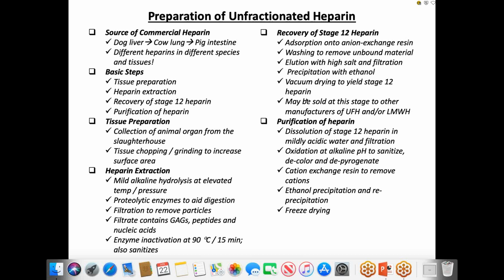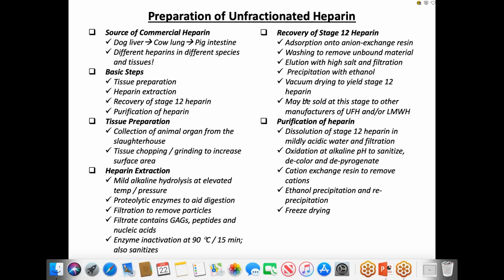It cannot be injected in humans at the present time. Right? But basically at this point, heparin can be sold. Stage 12 heparin can be sold. And so there are these slaughterhouses in China. They basically collect this and they cook this up on site. And they sell it to companies such as Baxter. And then Baxter, for example, purchases it and it starts to manufacture unfractionated heparin that actually goes into human beings.